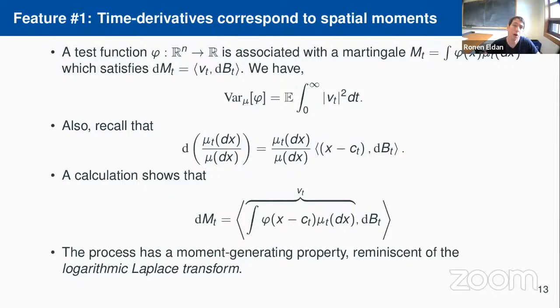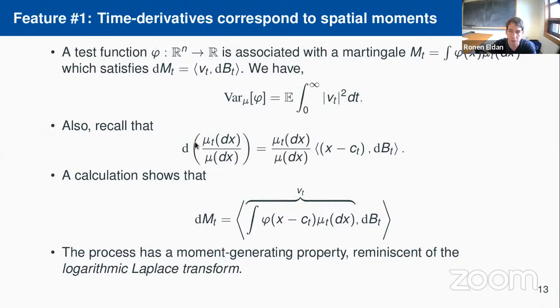So recall again that suppose we have some test function phi, and we want to show that it's concentrated. We can associate with phi this Martingale that we considered before, and this Martingale will always satisfy that its derivative is some vector vt times the differential of the Brownian motion, and we saw that the variance is just the integral of vt squared. Now, in this specific process, this vector valued process vt actually becomes quite tractable.